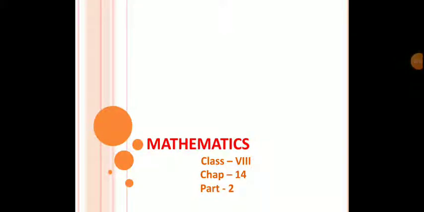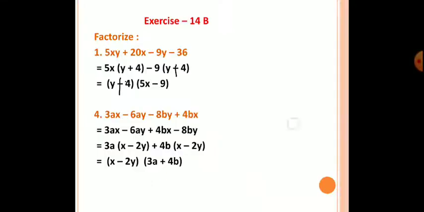This is the second part of chapter 14, factorization, and in this part we are going to solve exercise 14b. We'll start with the first question: 5xy + 20x - 9y - 36.